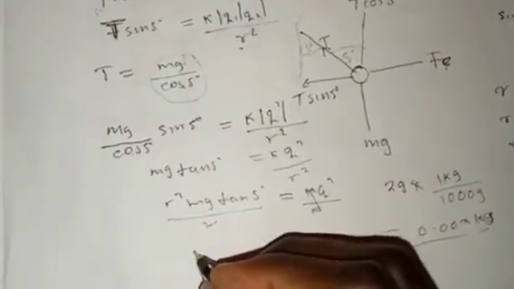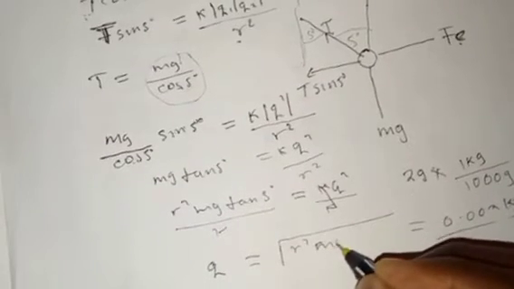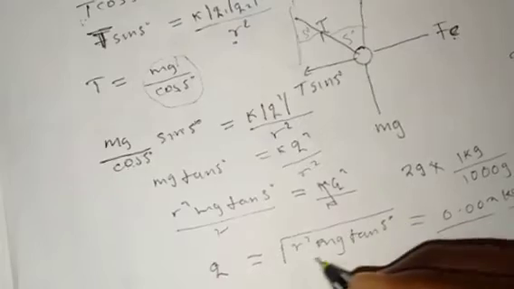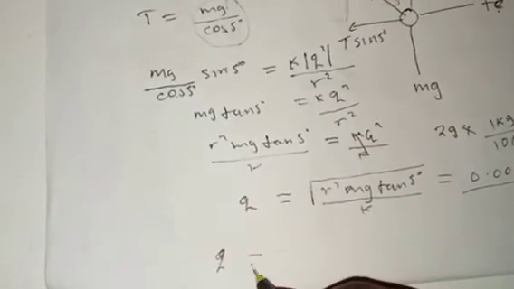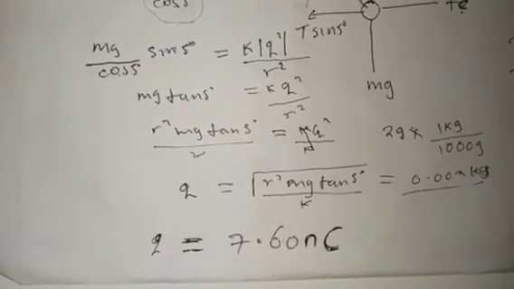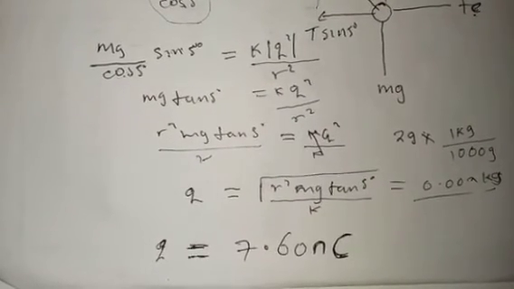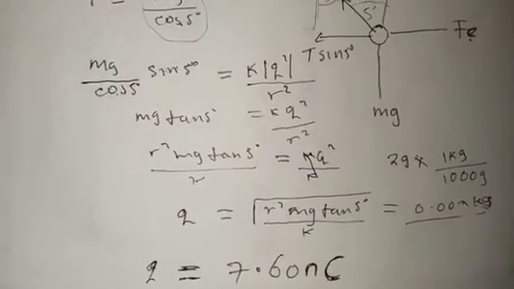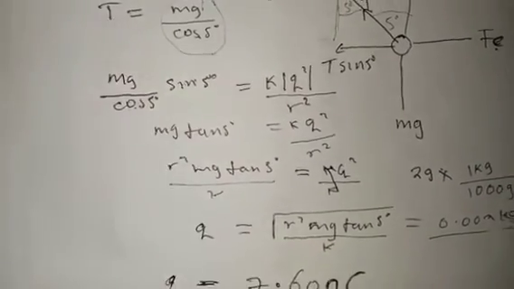Whenever we make q the subject of the formula, we find that it has to be the square root of r square mg tan 5 degrees over k. That q is going to be equal to, whenever I punch this on a calculator, it will automatically give you 7.6 multiplied by 10 to the power negative 9, which is one and the same as 7.6 nanocoulomb. That becomes the final answer.